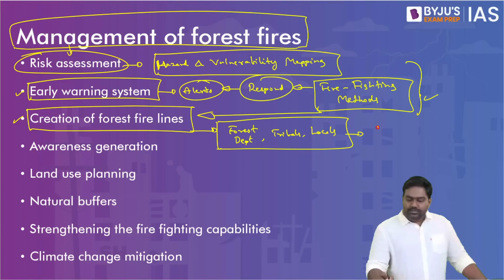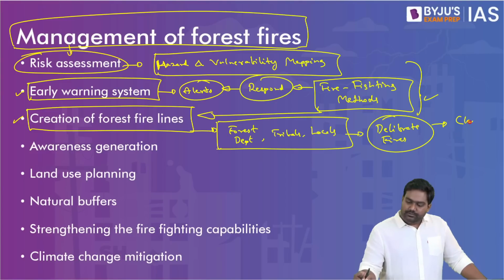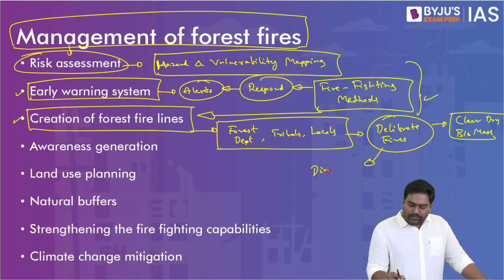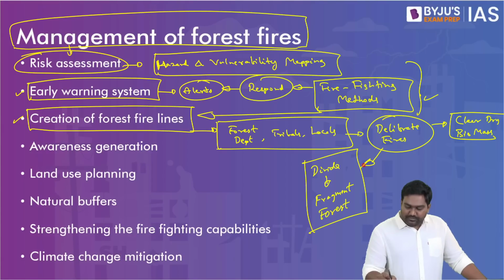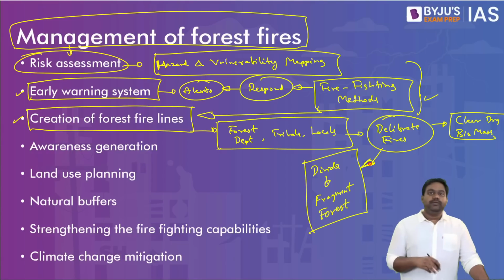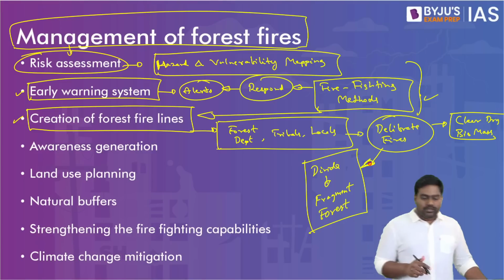What they do is, before the summer season starts, deliberate fires are set to clear the dry biomass and also to divide and fragment the forest through these fire lines. This is a very effective method of limiting forest fires. I'll explain how it works.